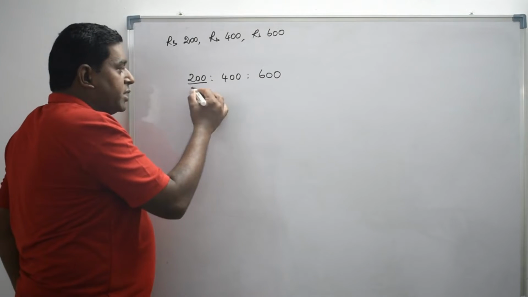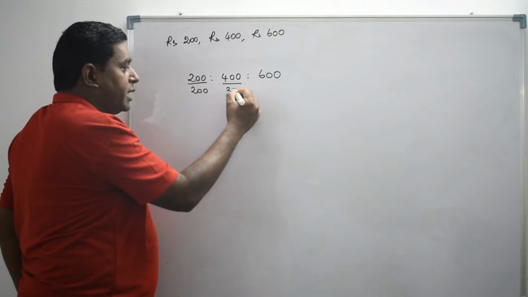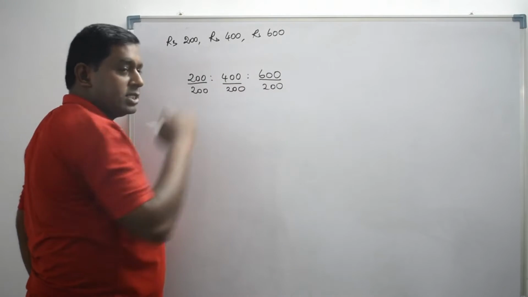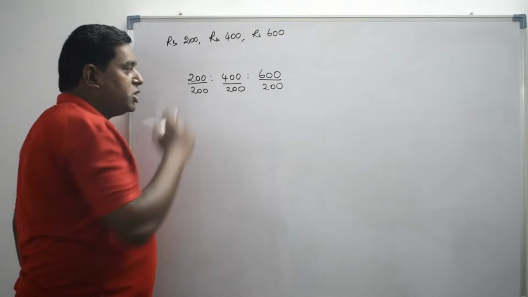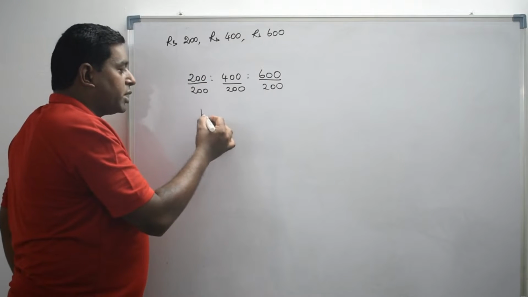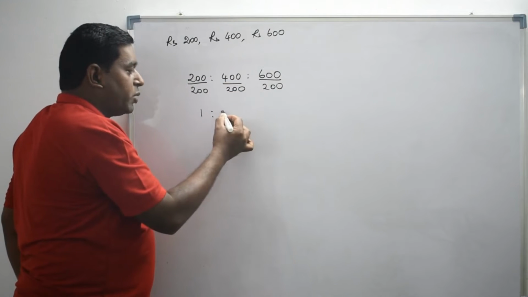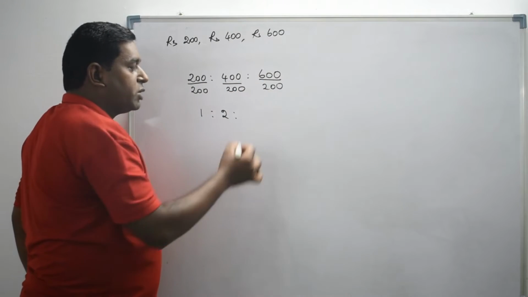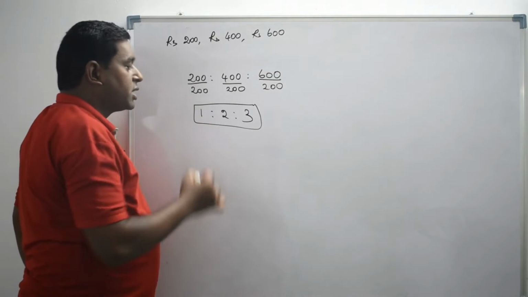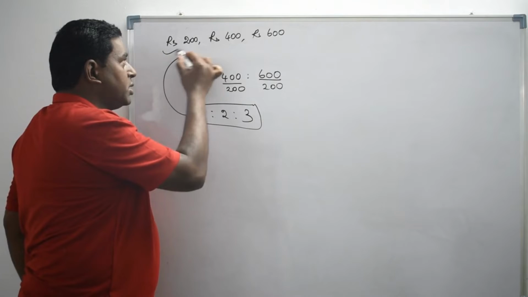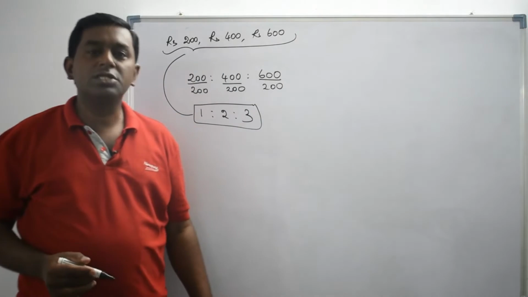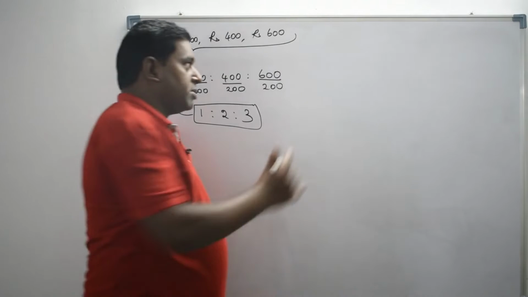So we have to divide each term of the ratio by 200, which is a common divisor of 200, 400 and 600. When you divide 200 by 200, you will get 1. When you divide 400 by 200, you will get 2. When you divide 600 by 200, you will get 3. So 1 is to 2 is to 3 is a continued ratio of the 3 quantities rupees 200, rupees 400 and rupees 600. Let's look at one more example.